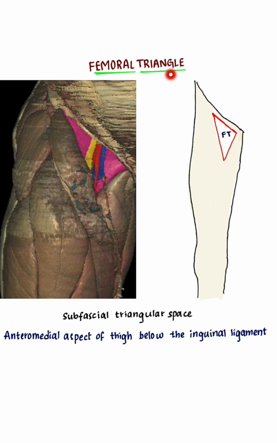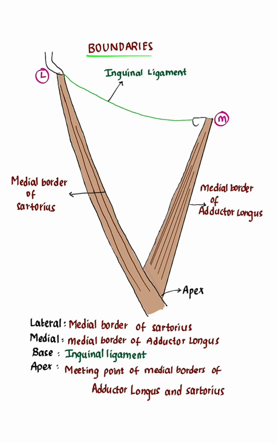Let us now learn about femoral triangle. Femoral triangle is a subfascial triangular space present on the anteromedial aspect of the thigh below the inguinal ligament. Boundaries of femoral triangle. Laterally, medial border of sartorius.